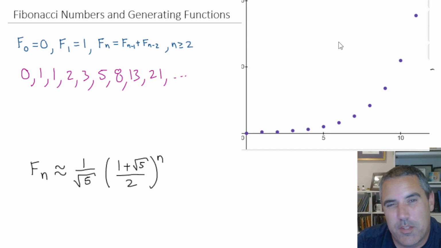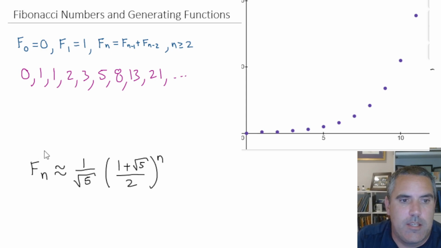This is an unusual thing you can do with generating functions, it takes you a way to work with whole number sequences and analyze them using calculus. And usually calculus is not very good at dealing with whole number things. Anyways, here's this formula.